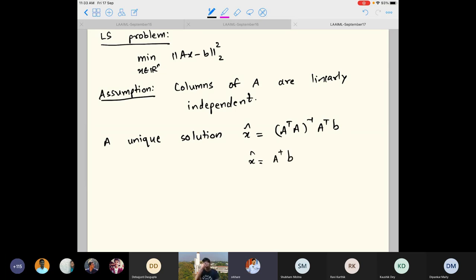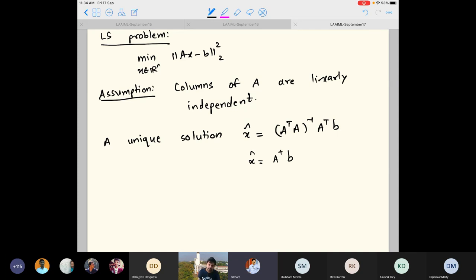So this A dagger is basically the pseudo inverse. A transpose A inverse A transpose is the pseudo inverse. And because the columns of A are linearly independent, I know that the Gram matrix A transpose A is actually invertible. And because it's invertible, I have this.